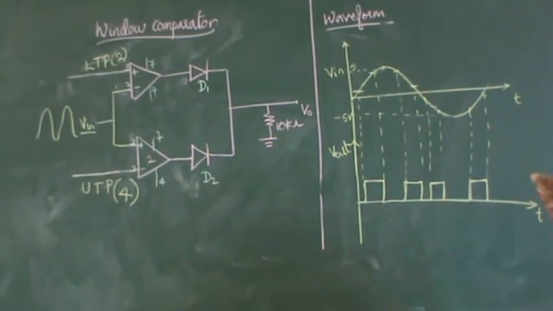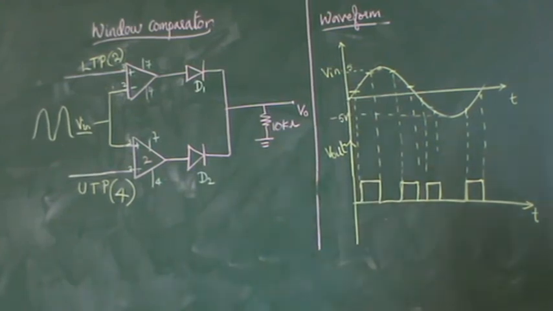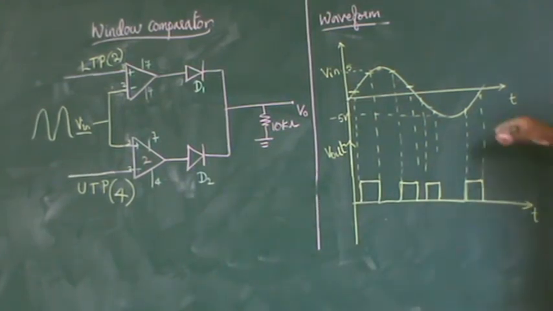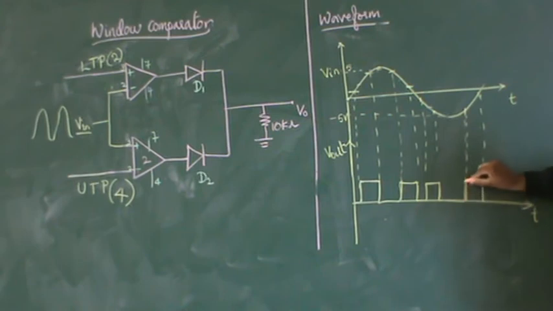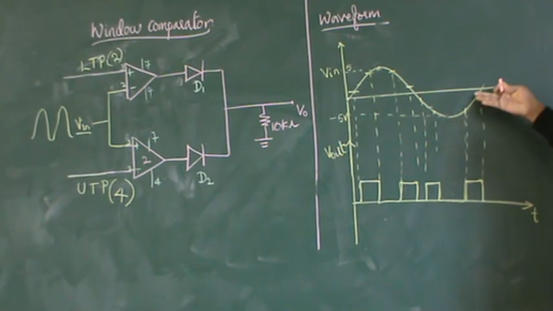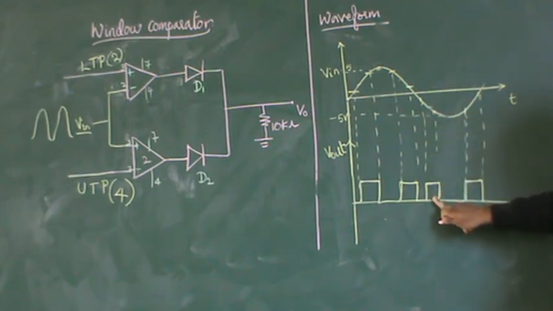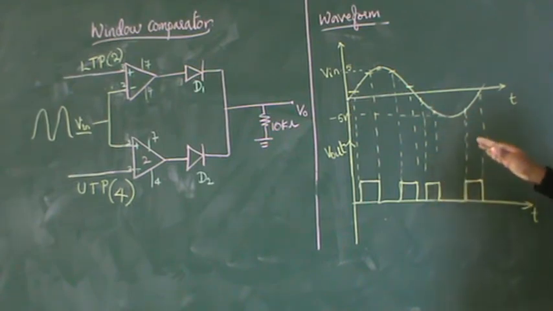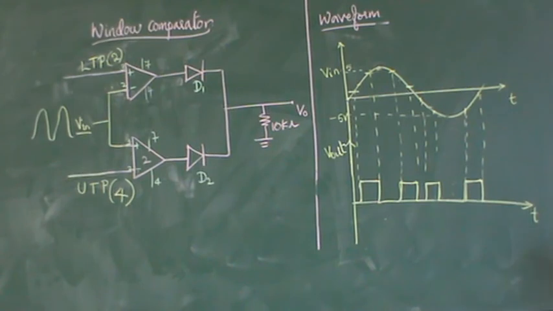Understood? Please take this down neatly. You can draw these dotted lines in order to draw the square waveform properly at that position. If you draw the square wave somewhere else, there will be no sync between the input and output. In order to have proper sync, we draw the dotted lines. It is not compulsory, but if you draw them, then your graph will look clear and neat.